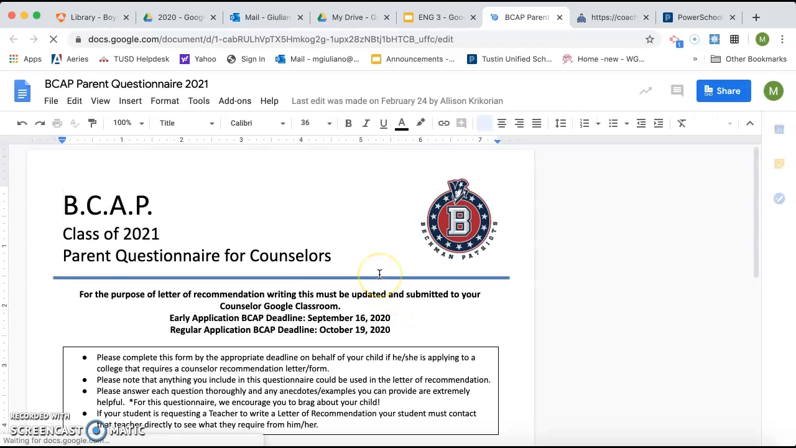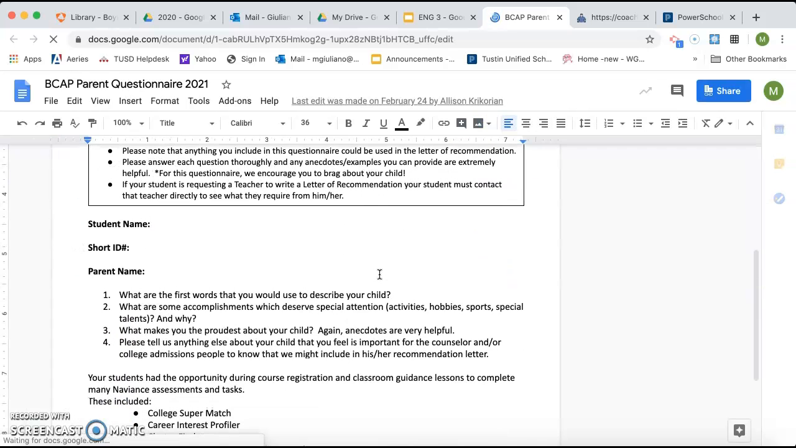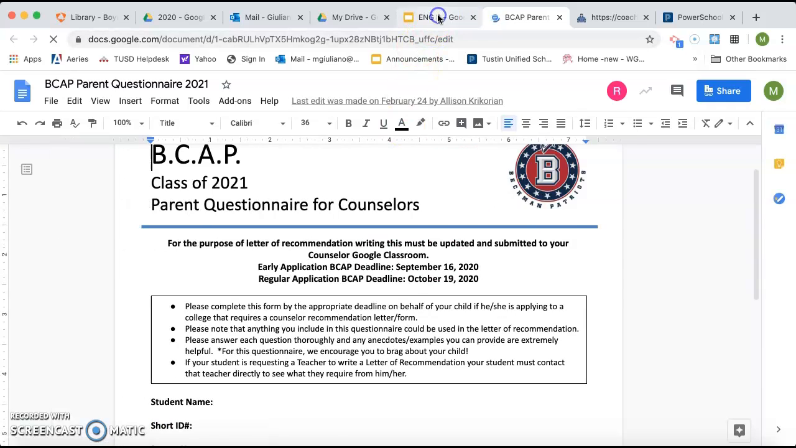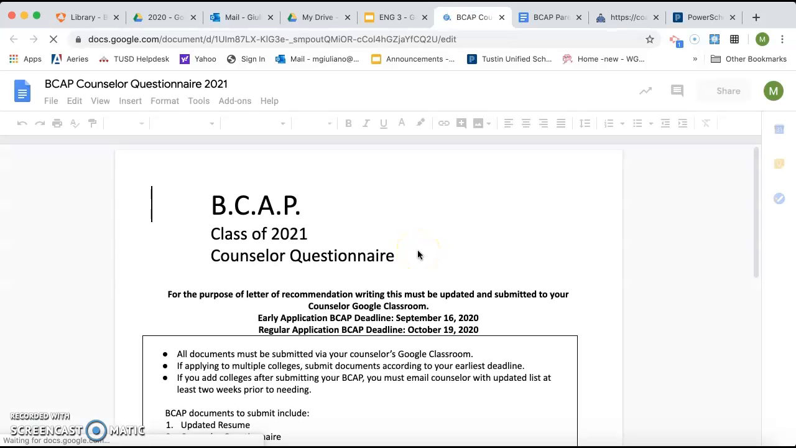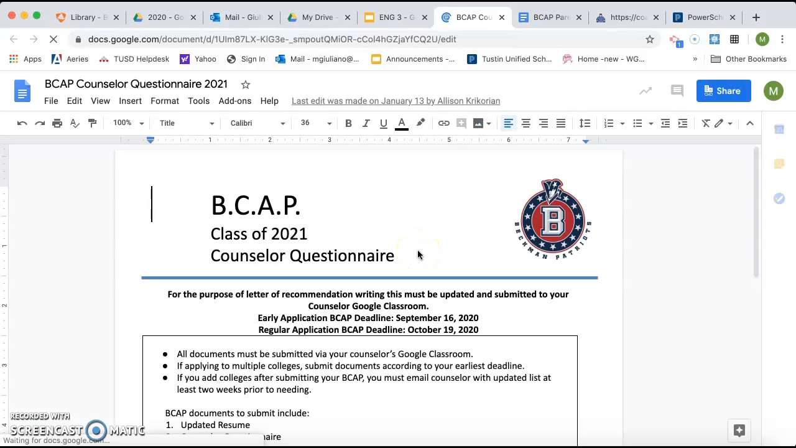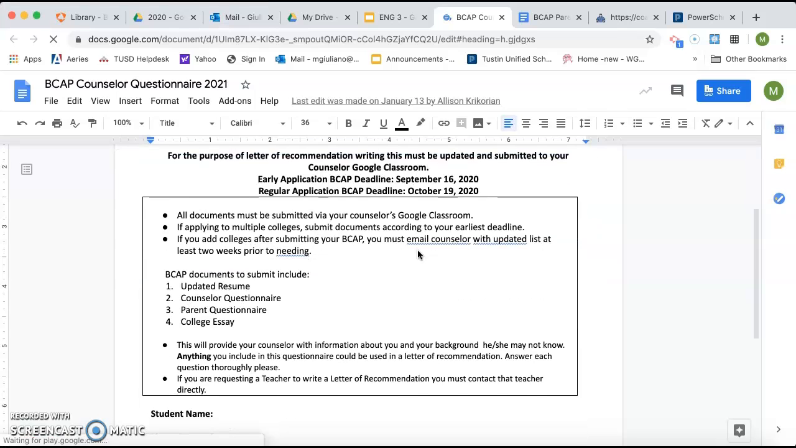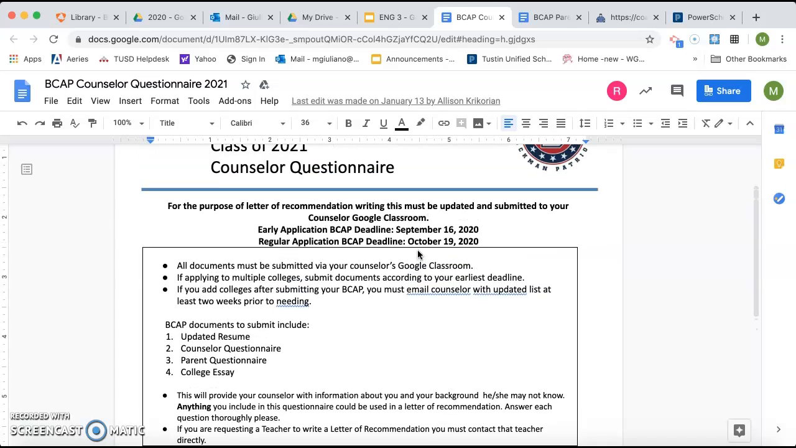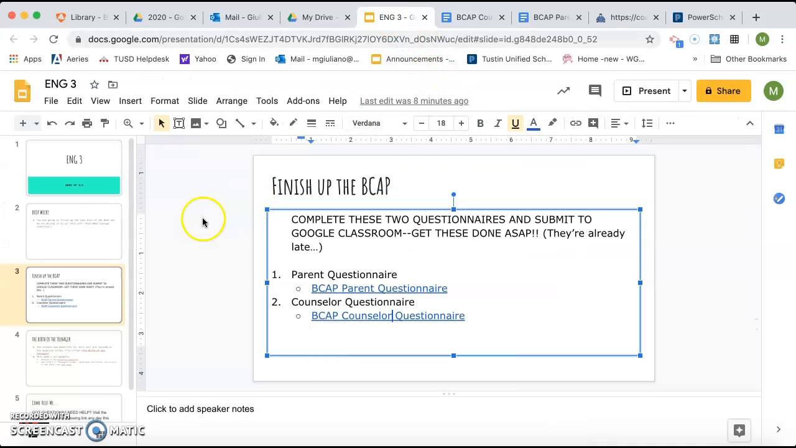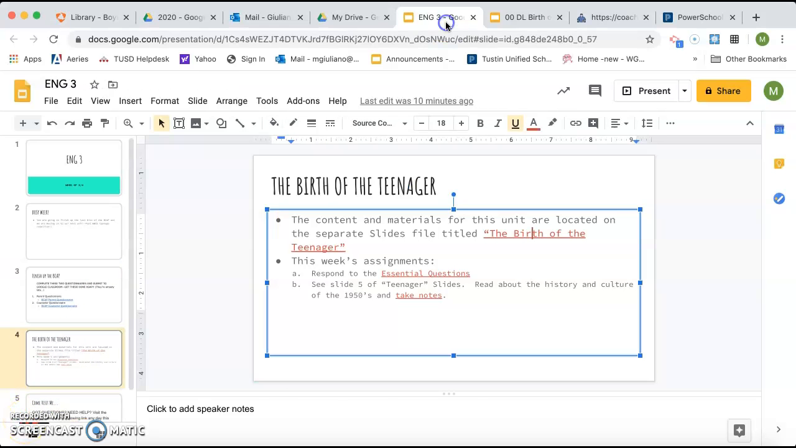Okay, there is a questionnaire for your parents. And then additionally, there is a questionnaire for you, the student. And there is the student questionnaire. Okay, it is pretty brief, no big deal. Okay, so that is part one. Finish up these two little BCAP details.